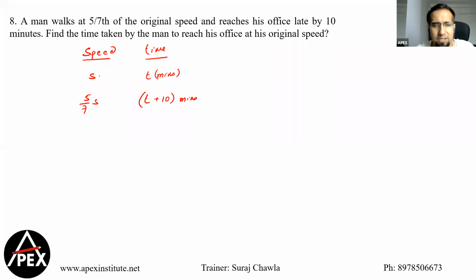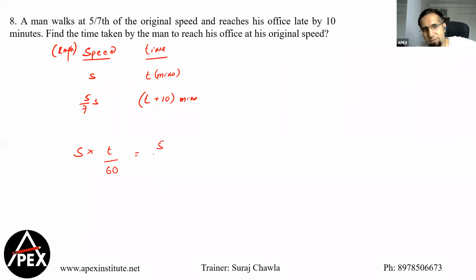Okay. Now, the same distance means speed into time is the distance covered in the first case. Now, let me assume speed in kilometers per hour. Okay. If speed is in kilometers per hour, then the time becomes T divided by 60, because I'm converting minutes in the form of hours.